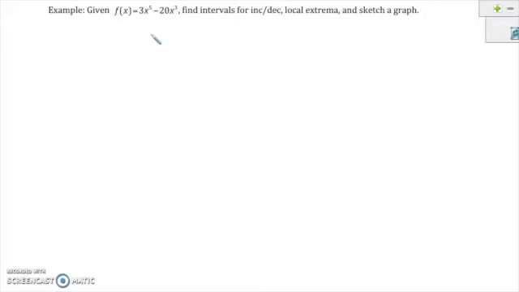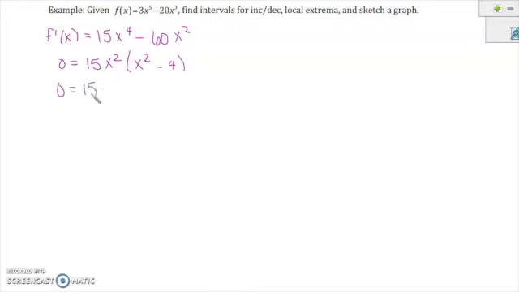So given f of x equals 3x to the 5th minus 20x cubed, find the intervals, so same exact instructions. So let's find f prime. 15x to the 4th minus 60x squared. Take out your GCF and set it equal to 0. And I'm going to be left with what? X squared minus 4. And once again, we have difference of 2 squares. So again, algebraically, they come out nicely.